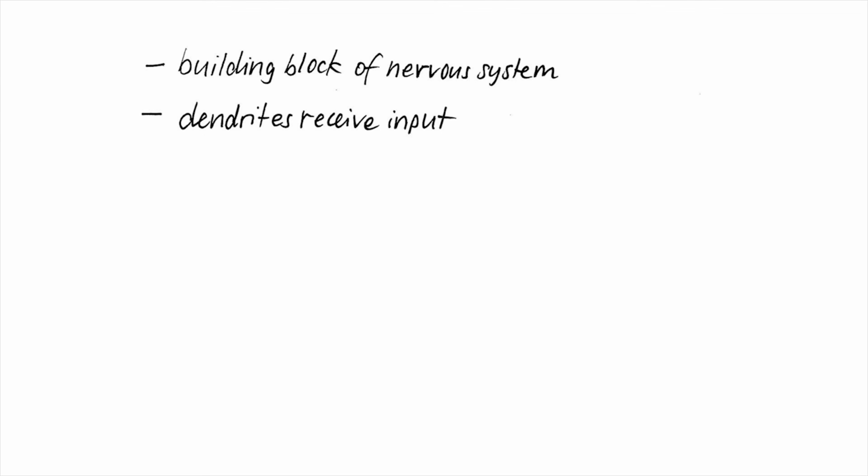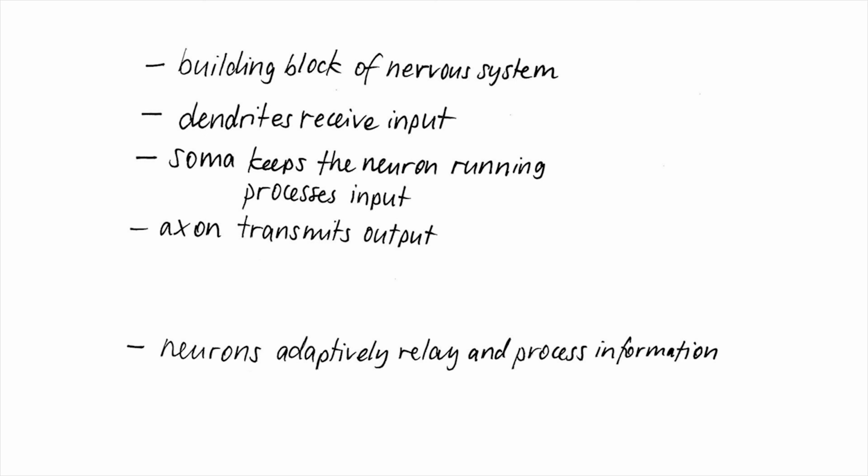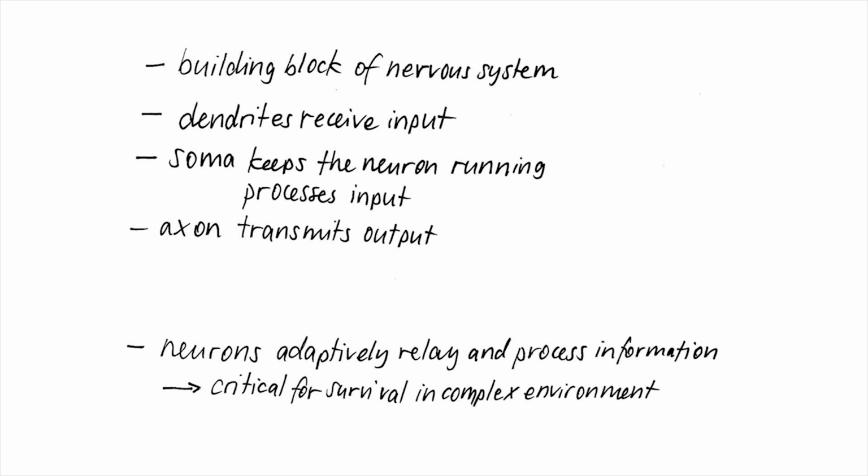The neuron is as complex as any other biological entity, and this video barely scratches the surface of its inner workings. Still, try to remember these points. The neuron is the building block of the nervous system. The dendrites are responsible for picking up on incoming signals. The soma keeps the neuron running and processes the incoming signals. Starting at the axon hillock, output signals are sent through the axon. Together, neurons adaptively relay and process information and help animals survive in a complex environment.